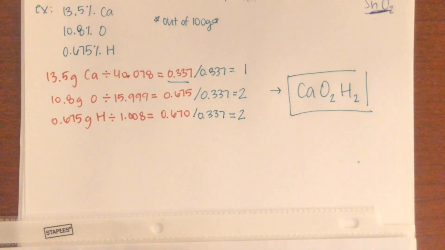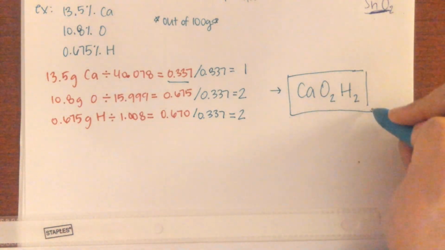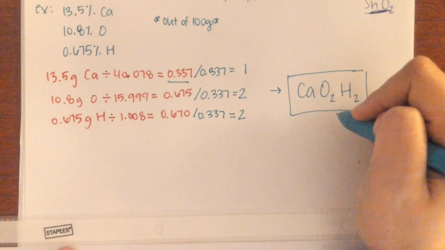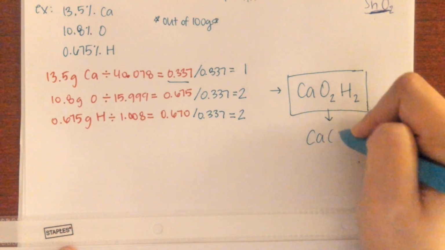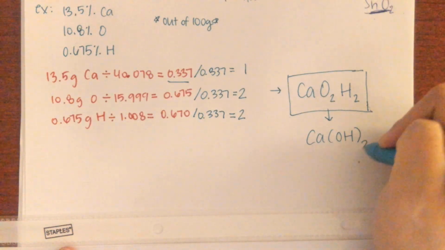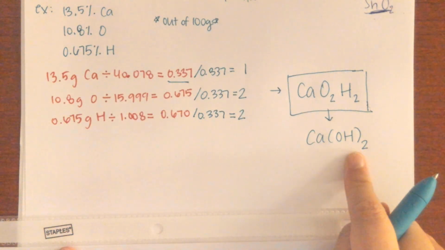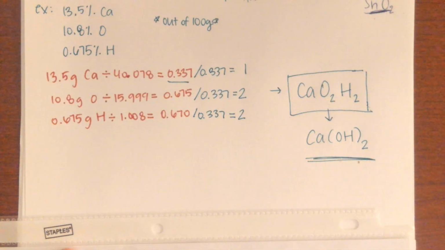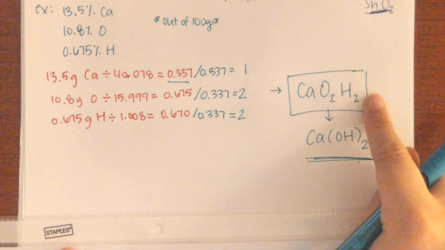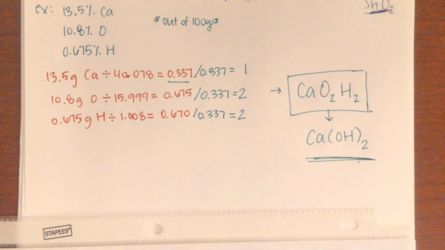Or if you want to be extra and write it the real correct way, which doesn't matter to me, you can do Ca, put OH in parentheses, 2, since it makes both of these 2. So if you want to do this to be professional, you can do that, or Ca, O2, H2 is totally fine too. So that is pretty much empirical formula.